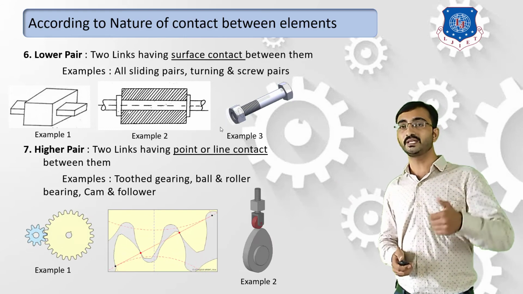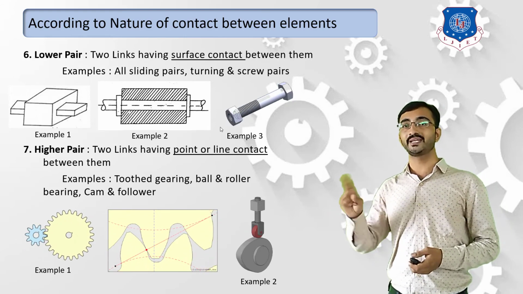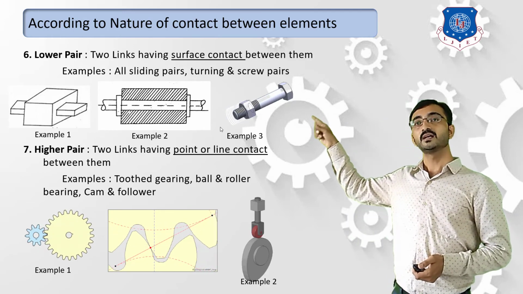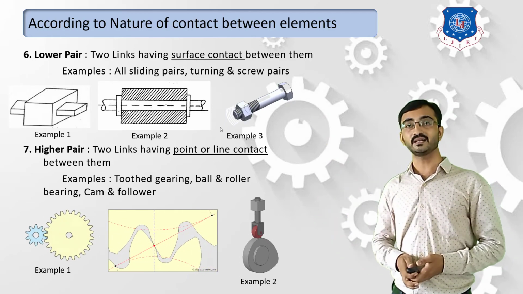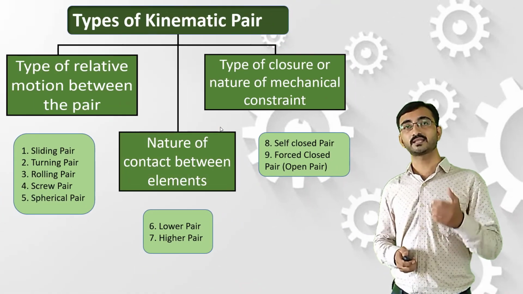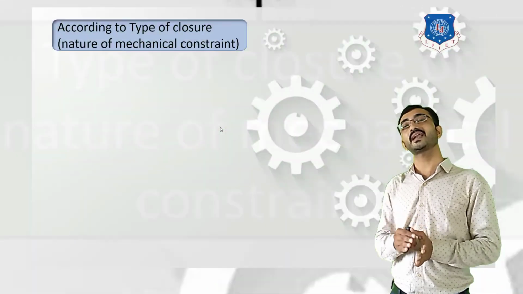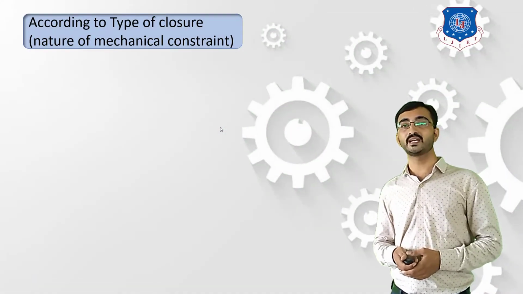Okay, so simply the second classification is mainly depending upon how they are making contact between them. If they are making surface contact, then they are termed as a lower pair, and if they are making point or line contact, then they are termed as a higher pair. Okay. Now let's learn the third type of classification, that is type of closure, or how they are connected.